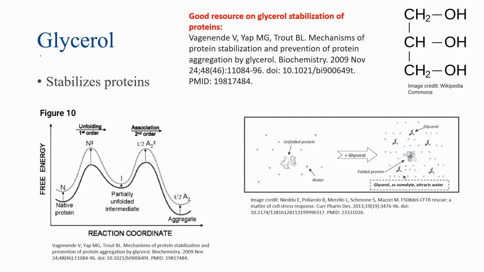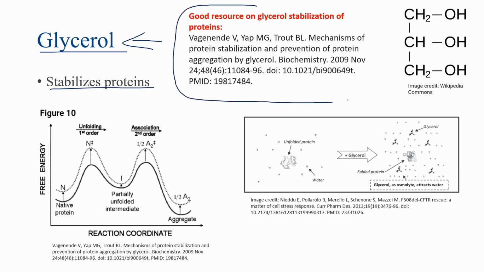Another component that you'll often see within cell lysis buffers is glycerol. Glycerol is an osmolyte that is used to stabilize proteins within the cell lysate. Now, importantly, the mechanism of glycerol is considered elusive to some degree, but there is some excellent research that discusses potential mechanisms by which glycerol stabilizes proteins inside the cell lysate. This is a particularly good resource that discusses the stabilization of proteins by glycerol.